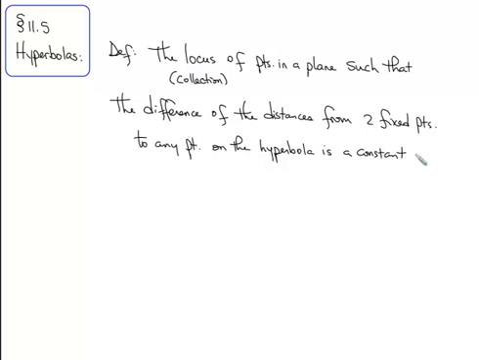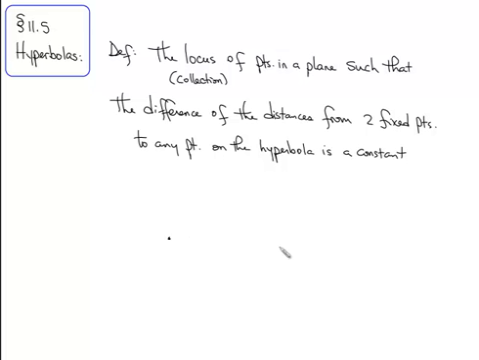So with ellipses, it was the sum that was the same. It was the length of that string that we talked about yesterday. Now it's the difference between the two distances. So distance 1 minus distance 2, if distance 1 is bigger, or distance 2 minus distance 1, if that's the bigger one, is always going to remain the same value. They're always going to be the same distance apart from each other, or difference in length.